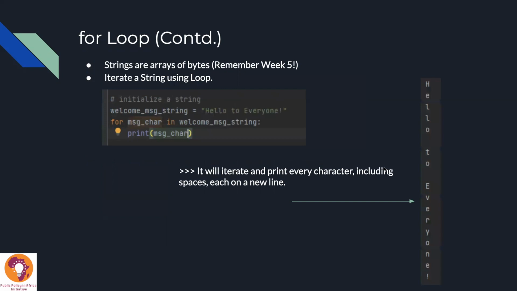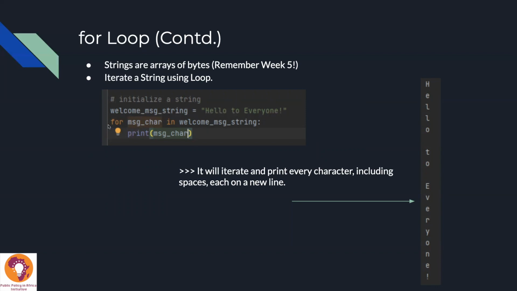So for loop continued. Something that's important to remember here is that strings are arrays of bytes. Remember how last week we had discussed how strings can actually be considered like lists of characters, basically. So you can iterate a string using a loop. So here we initialize our string. We're going to call it welcome message string, and we're going to assign to that hello to everyone.